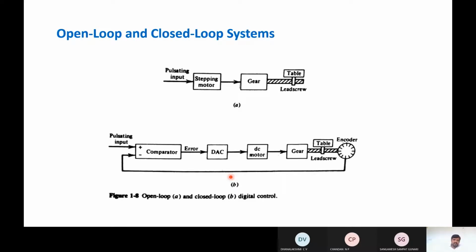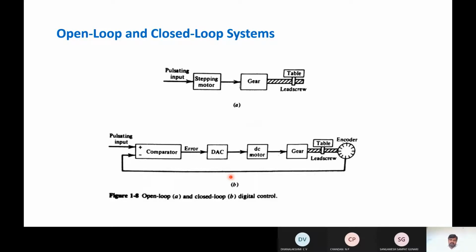Next, when can we go for open loop, and when can we go for closed loop? If you are confident about the output for the given input, you can go for open loop. If you don't have confidence, then you should go for closed loop. Usually closed loops are preferred over open loop systems. There is one more criterion. Usually for constant load applications, we can go for open loop. For varying load or varying torque applications, we should go for closed loop.